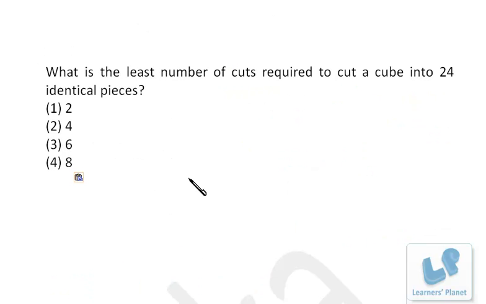Now this question: what is the least number of cuts required to cut a cube into 24 identical pieces? That means part 1 into part 2 into part 3 is 24, right? So the product 24 can be achieved by 1 into 12 into 2, or 2 into 2 into 6, or maybe 2 into 3 into 4, right?